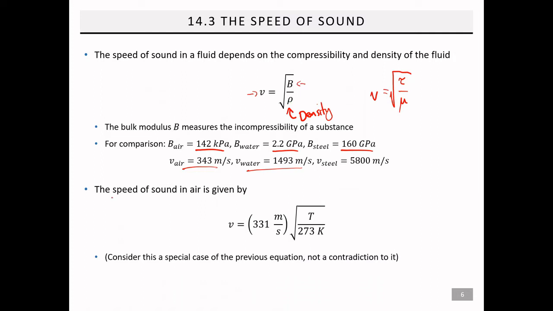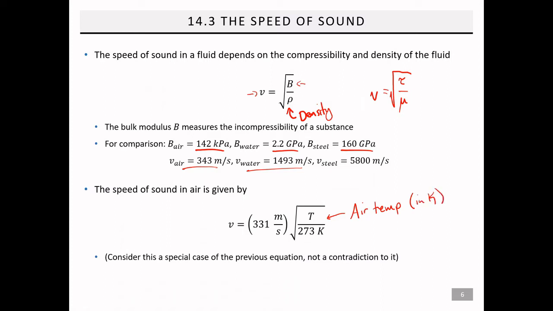Now at the bottom here, we have a formula for the speed of sound in air. v is equal to 331 times the square root of T over 273 Kelvin. This T is the air temperature, and it has to be in units of Kelvin.